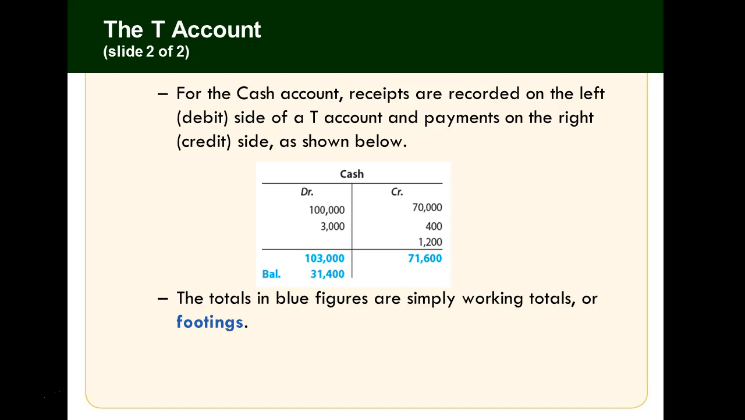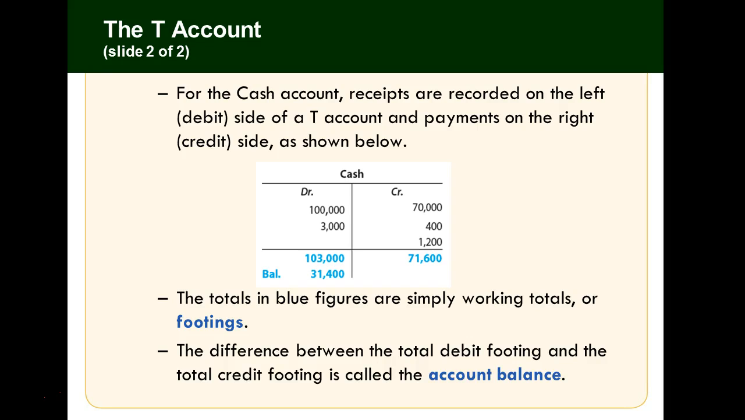Hang in there with me, guys. They totaled the debits, they totaled the credits, and once they subtracted the credits from the debits, they ended up with a debit, didn't they? So the normal balance for this account is a debit. The difference between the footings on the debits, which is purely the totals, and the footings on the credits is the ultimate account balance.